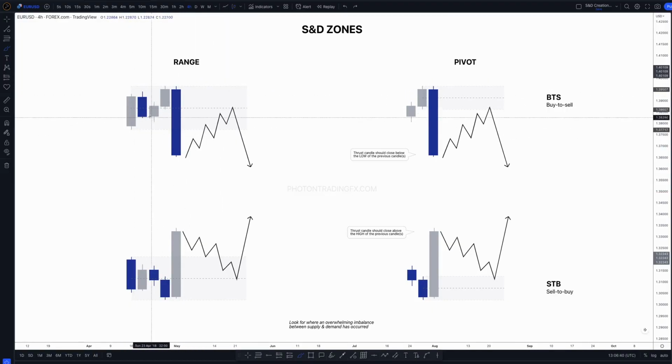Okay, so when you see that consolidation and you see a push out, this is literally all you do to draw the zone.